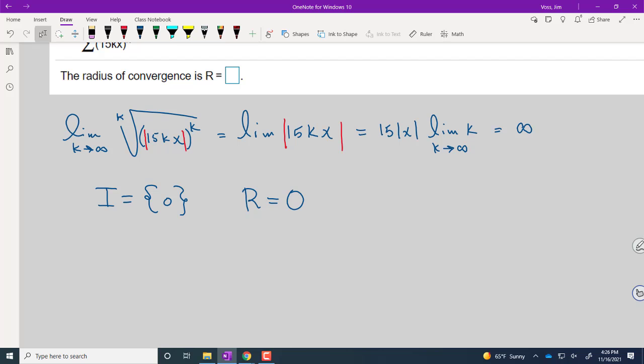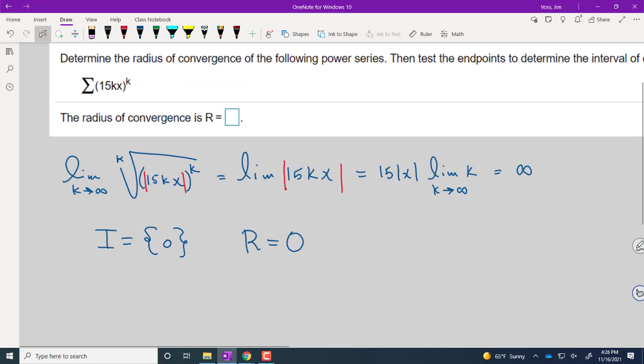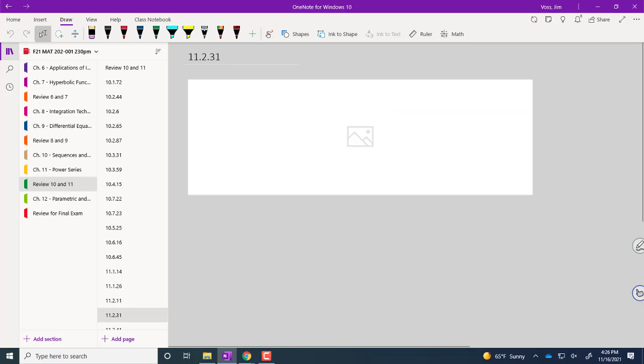So this one does converge at its center, and that's it. So pretty worthless power series if it only converges at one point, because the whole idea is to try to build a function that's approximating, and this one is just not that interesting. It only converges at one point.